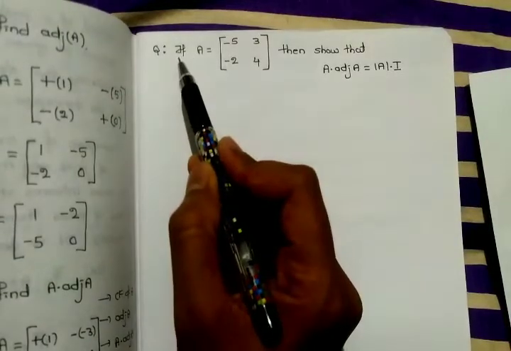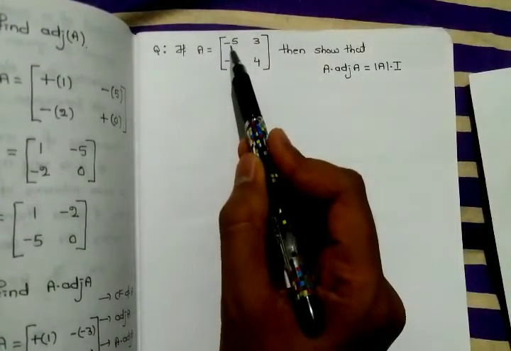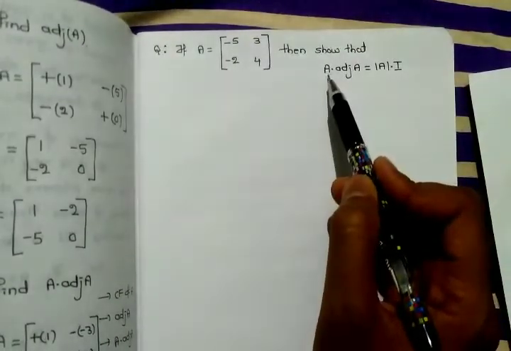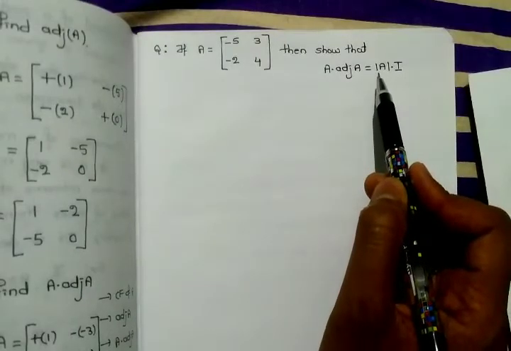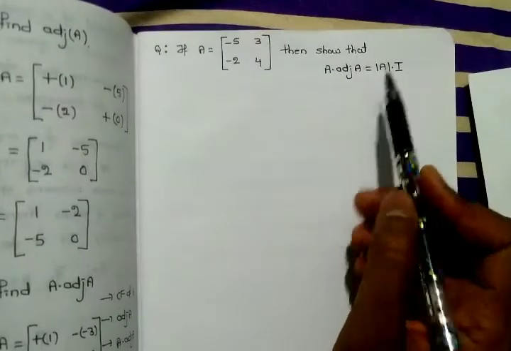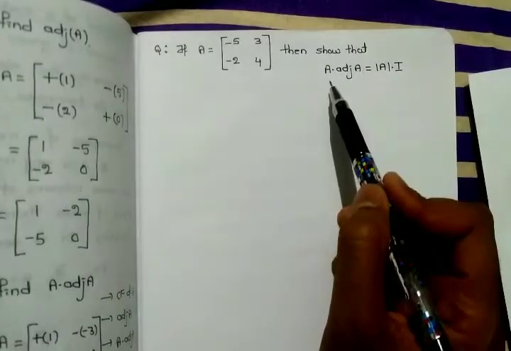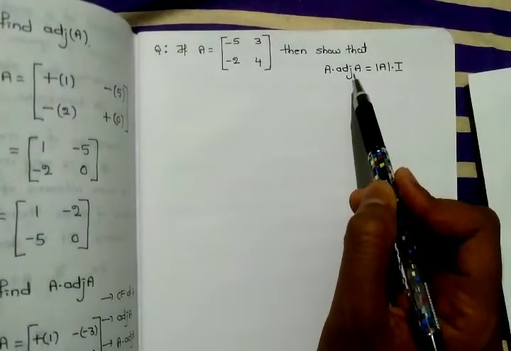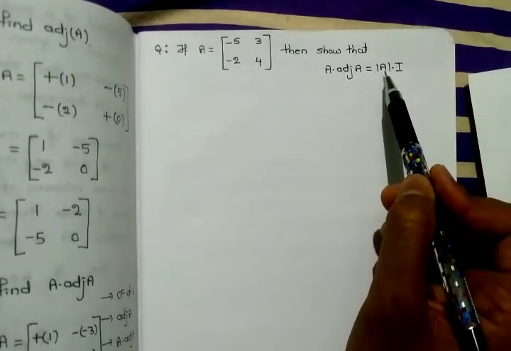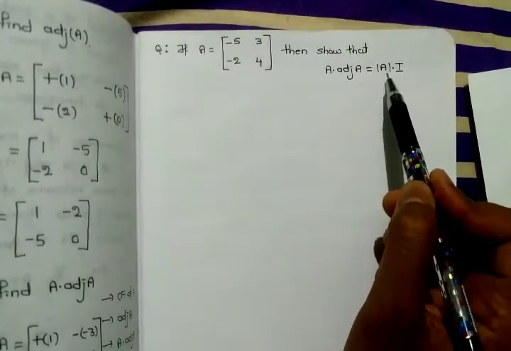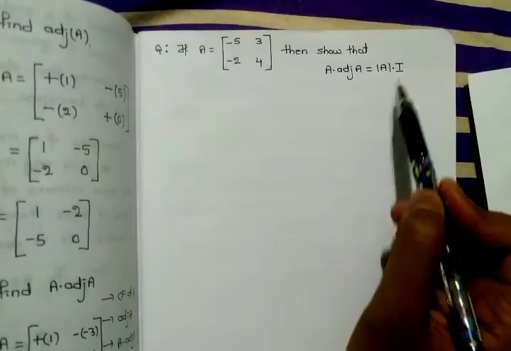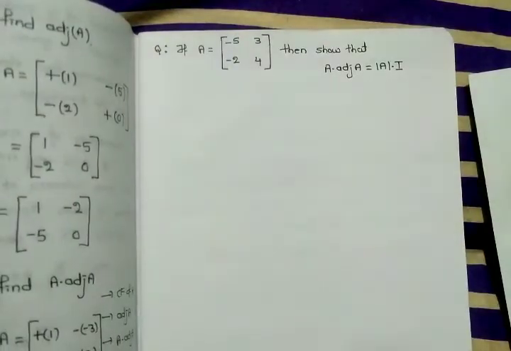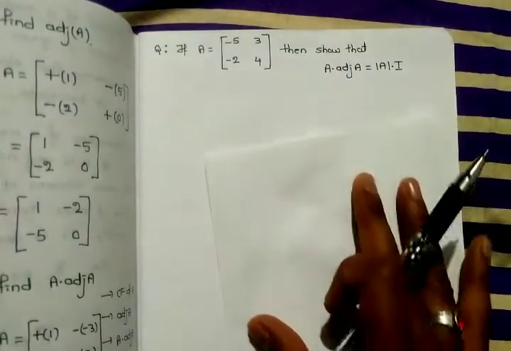Next example, if A is equal to the matrix with first row -5, 3 and second row -2, 4, then show that A into adjoint of A is equal to determinant of A into I. To show this result, we need to show that the left hand side value, A into adjoint of A, is equal to the right hand side value, determinant of A into I. To show such type of result, we need to follow the following steps.